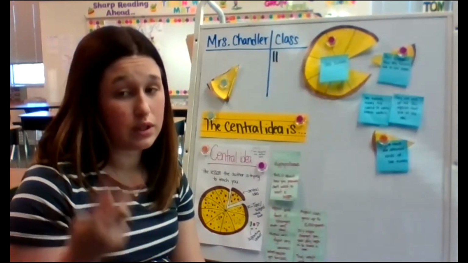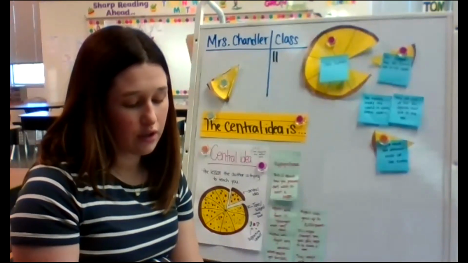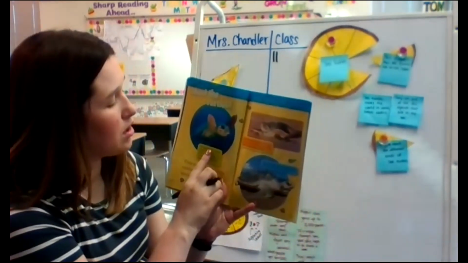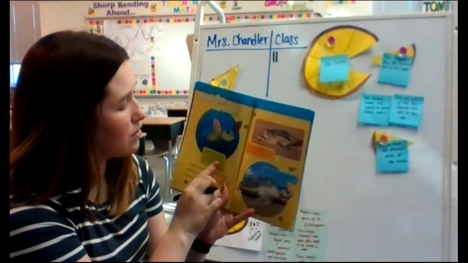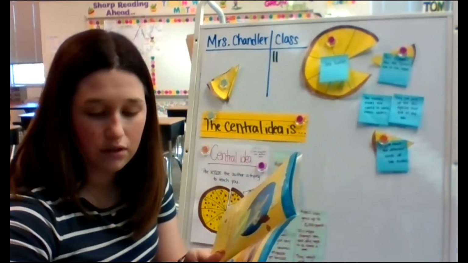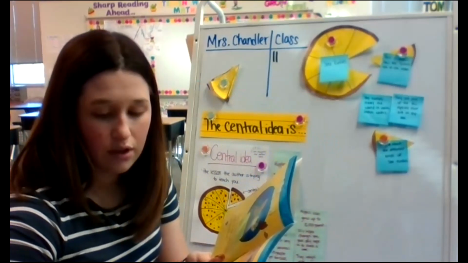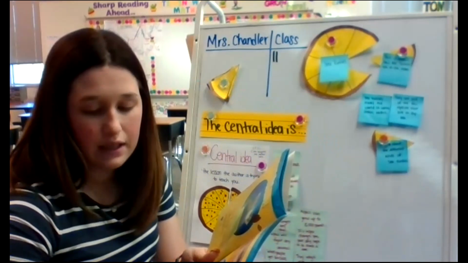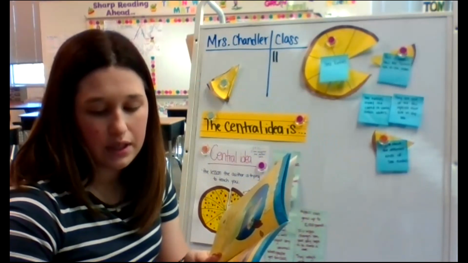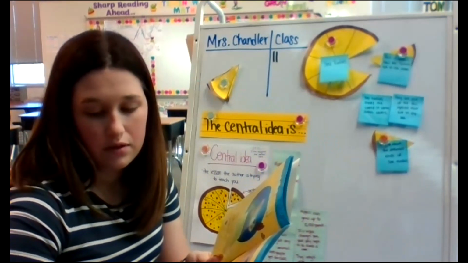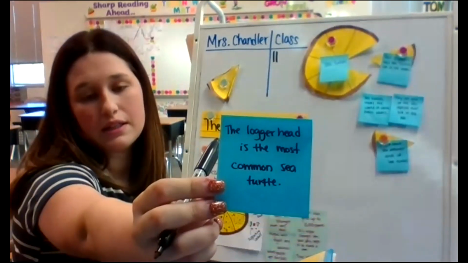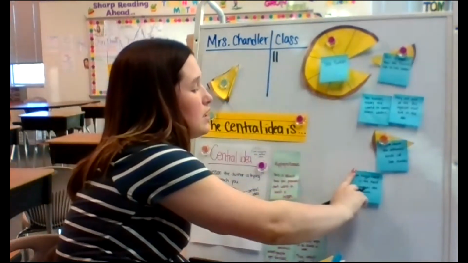So some details to support that, I'm just going to look for 2, are the fact that it kind of names the different turtles. So I'm just going to take this one. The loggerhead is the most common sea turtle in the southeastern United States. So I'm going to write the loggerhead is the most common sea turtle. The loggerhead is the most common sea turtle. I'm going to put that here.